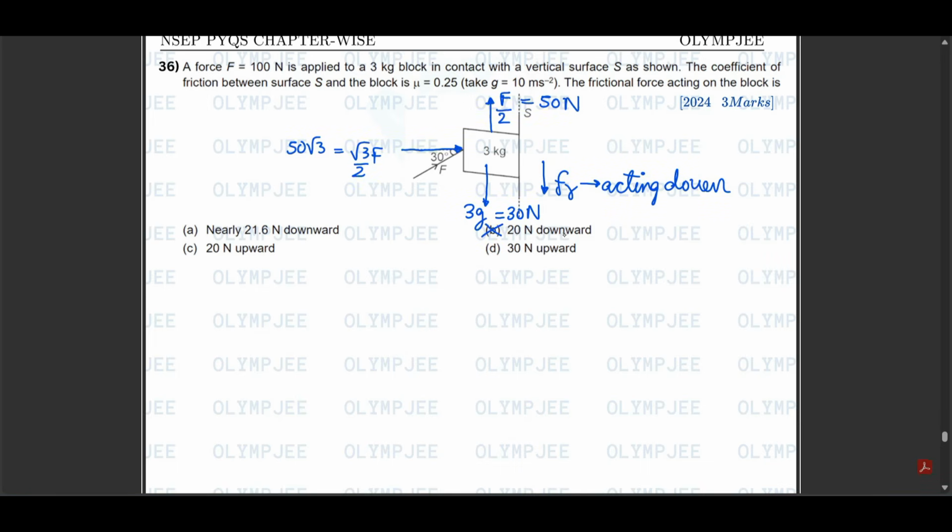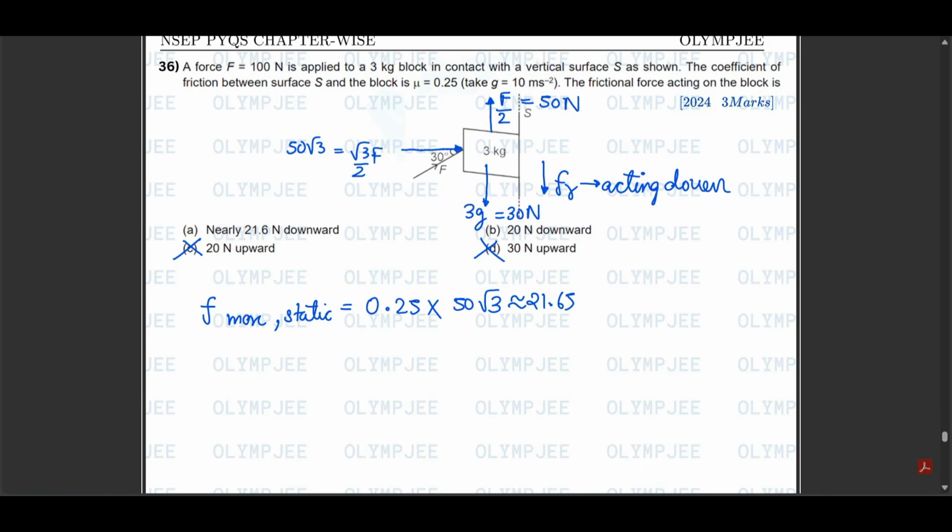So option B would be wrong because C option and D option would be wrong because they are saying that the friction is acting upwards, which is wrong. So now we calculate the frictional force here. The maximum static friction is mu times the normal, which is equal to 50 root 3, right? So we will get that this is approximately equal to 21.65.